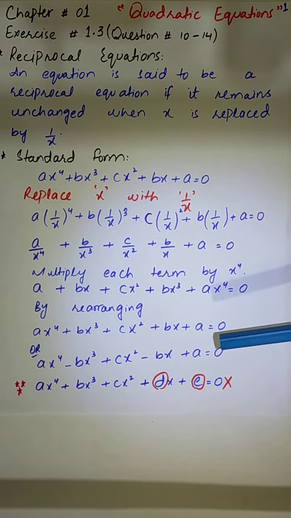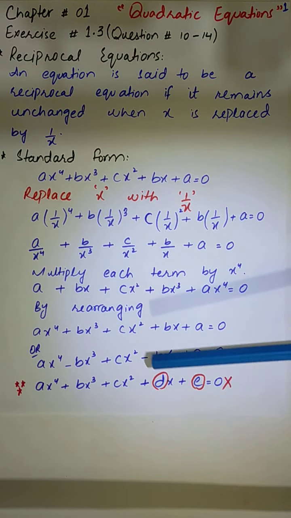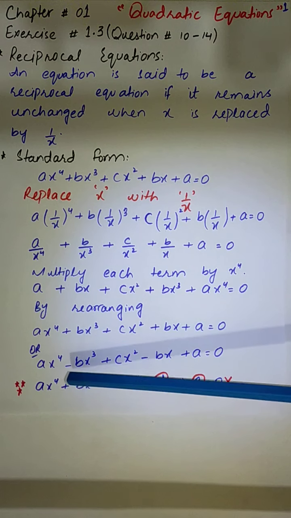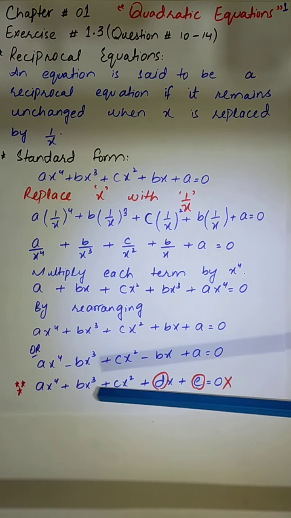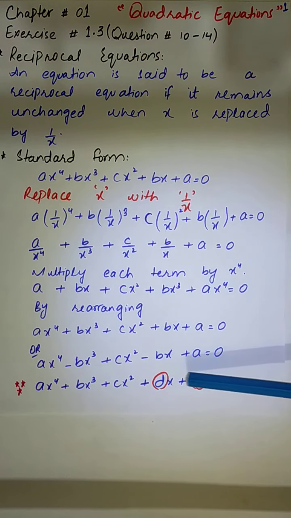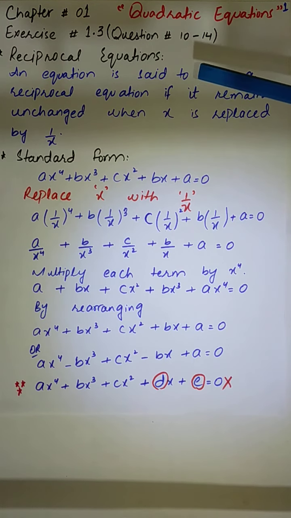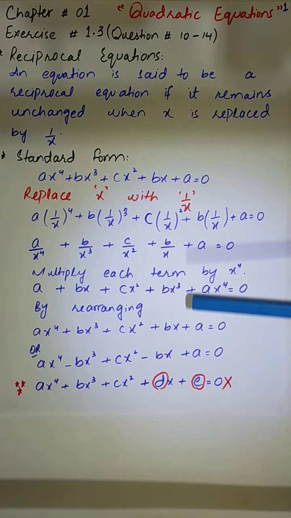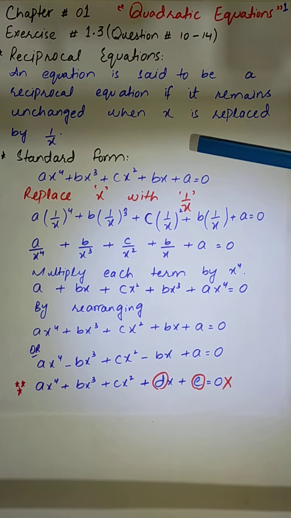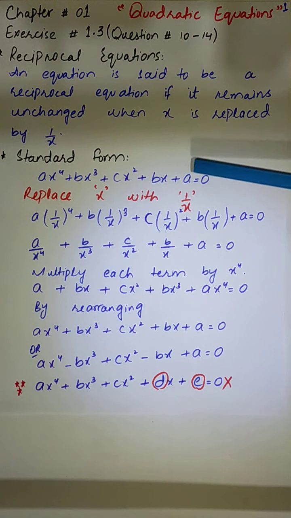A very important point is that we can also write this reciprocal equation with alternate signs, like ax^4 minus bx cube plus cx square minus bx plus a is equal to 0. So you have to learn this definition of the reciprocal equation and know its standard form. You have to make it clear.